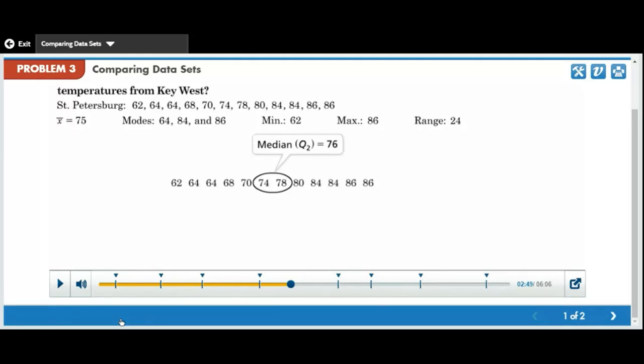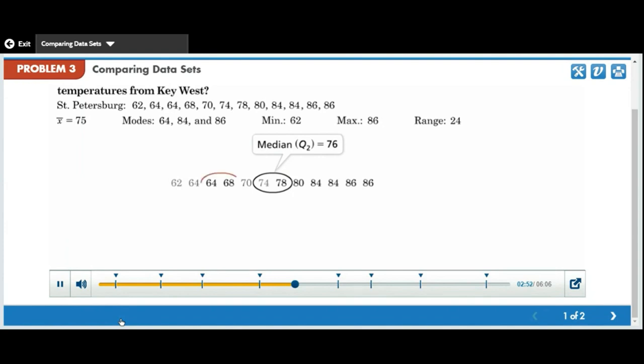So, for example, this data set has 12 values, right? Because there's 12 months in a year. And some of you might think initially, oh, well, halfway between 12 is 6. But if I were to count the sixth value in this data set, 62 being 1, 64 being 2, 3, 4, 5, 6, the sixth data value is 74, and that leaves me 5 values on the left, but 1, 2, 3, 4, 5, 6 on the right. That is not truly the median, which is why I had to take the average of the two values of 74 and 78.